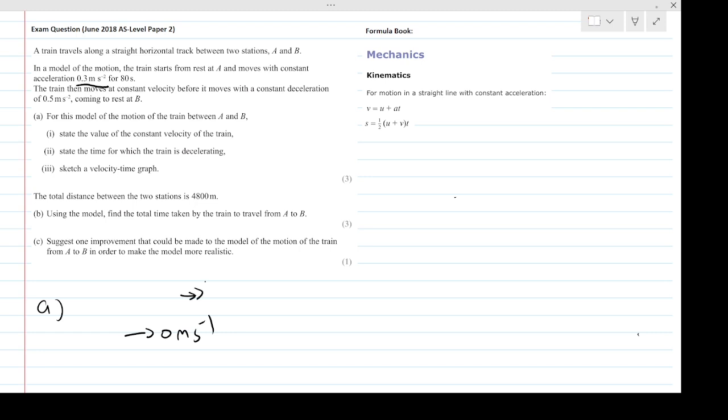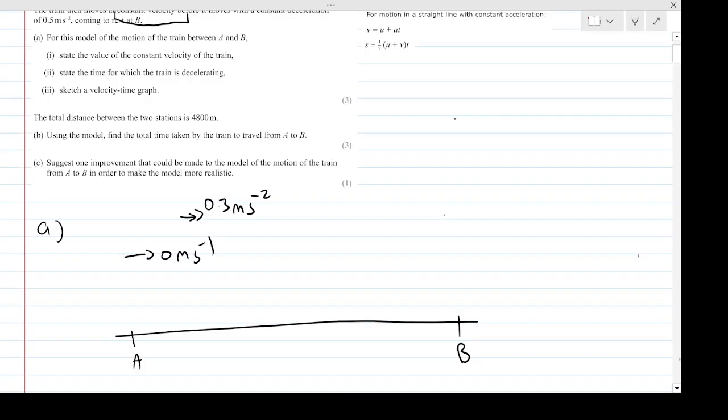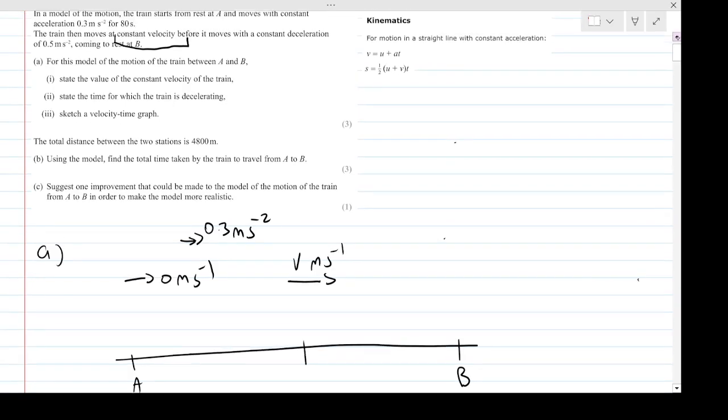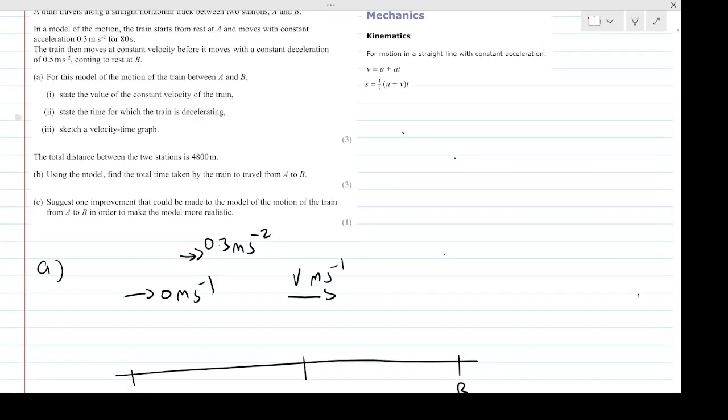So the acceleration is 0.3 meters per second squared. Then we're told the train moves at constant velocity, so it reaches some velocity, let's say v meters per second. Then we're told it moves with constant deceleration of 0.5, so it's going to be negative 0.5 acceleration, right? And then it comes to rest at B. So that's the situation we've got.